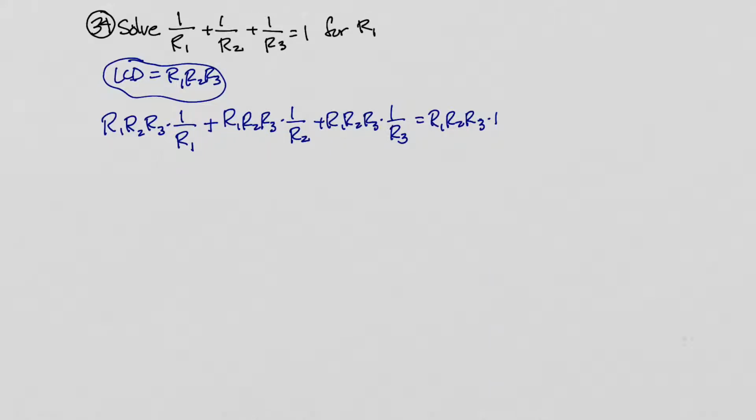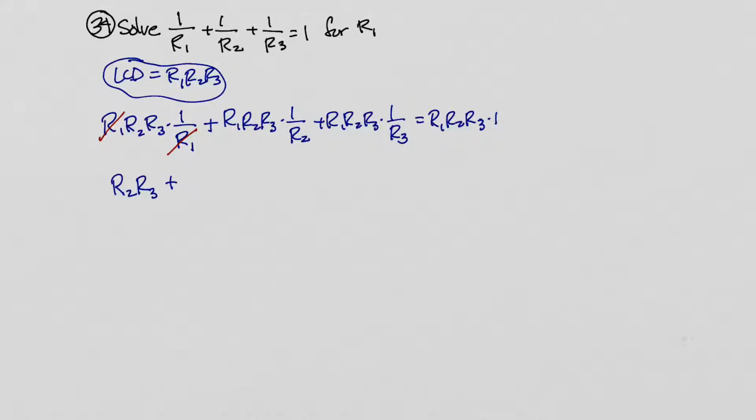So what happens now? We know the whole idea of multiplying by the LCD is to eliminate those denominators. And look at this. In the very first term over here, this R1 will cancel with that R1. So let's do that. R1 goes with R1. And here's what we're left with: 1 times R2, R3. Well, 1 times R2, R3 is just R2, R3.